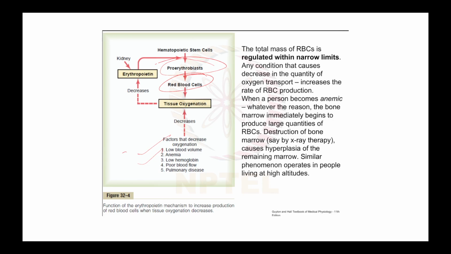Okay, so the total mass of RBC is regulated within narrow limits, and any condition that causes a decrease in the quantity of oxygen transport increases the rate of RBC production. So when a person becomes anemic, whatever the reason, the bone marrow immediately begins to produce large quantities of RBCs. Destruction of bone marrow causes hyperplasia of the remaining bone marrow. Similar phenomena operate in people living at high altitudes.